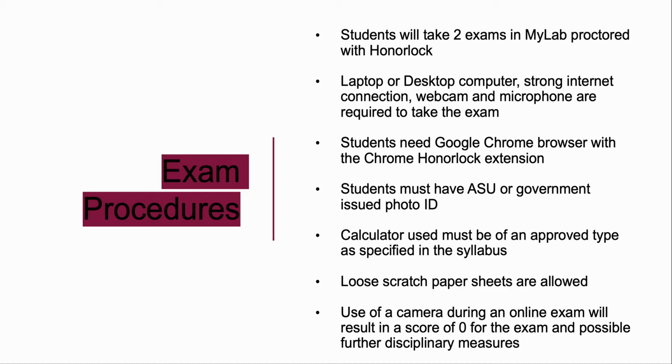When you're taking these exams, you need to have a laptop or desktop computer. You can't use a tablet or a cell phone to take your exam. You will also need to have the Google Chrome browser with the Chrome HonorLock extension added into it. HonorLock is only an extension in Chrome, so you must use the Google Chrome browser. You also do have to have a photo ID, either ASU issued or government issued, in order to begin your exam. You need to have a calculator for these exams. Make sure it's an approved type as specified in the syllabus.